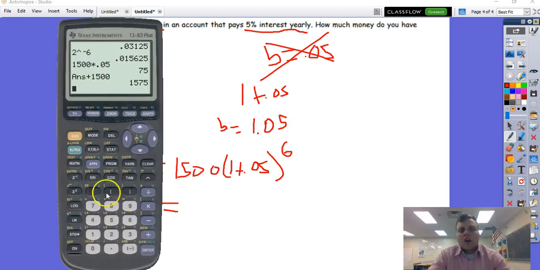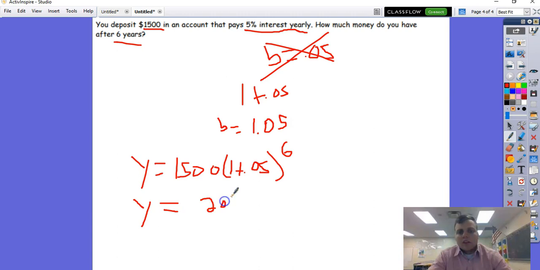Now, this is after all 6 years. This 1575 was just after 1 year. This formula is going to allow me to figure it out after all 6 years. So 1.05 raised to the 6th. Press enter, and I get $2,010.14. And I'm only going to round to 2 decimals because we're dealing with money, so it makes sense that I only round to 2 decimals. So $2,010.14. That's a money symbol.